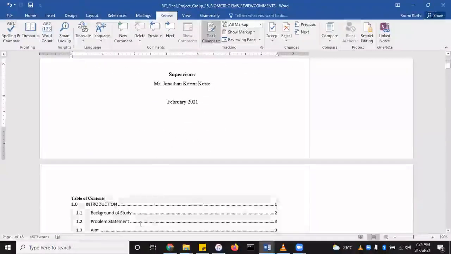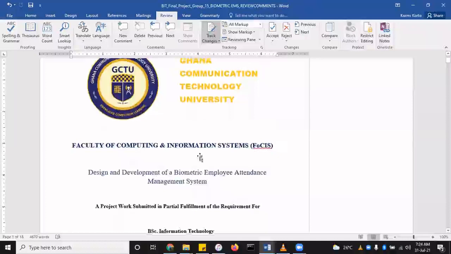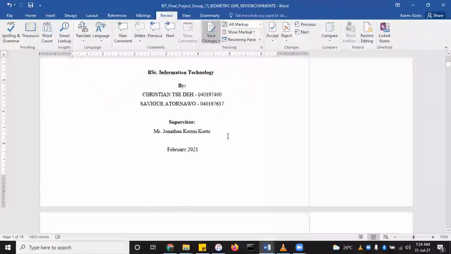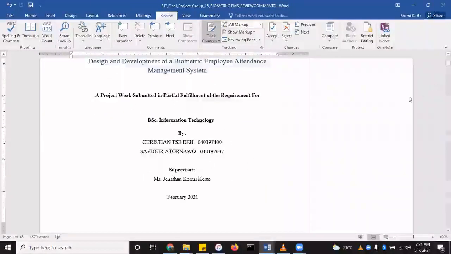If you don't want to include the table of content, at least the title page always has to be part of your submission for every single submission, whether it's chapter 1 or chapter 2 or chapter 3 or chapter 4, chapter 5, to the very last end reference. Always include this. Okay? And the reference page as well.